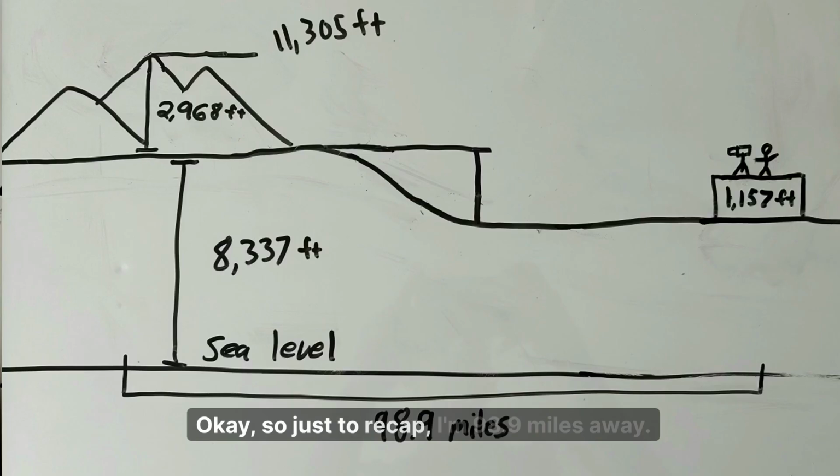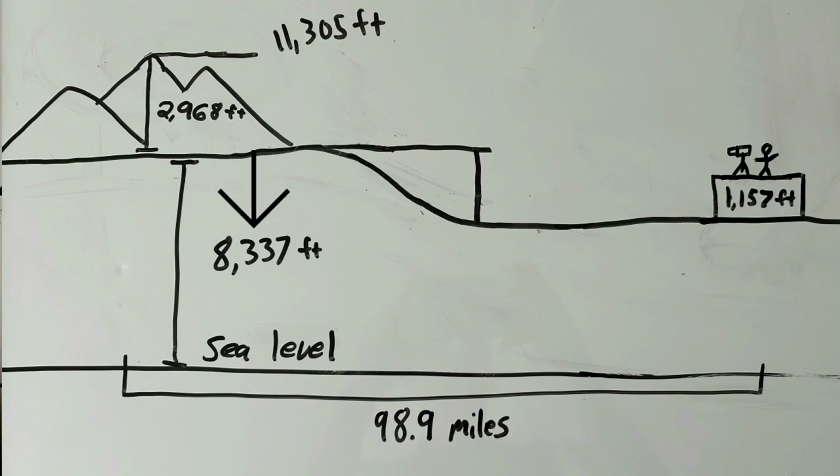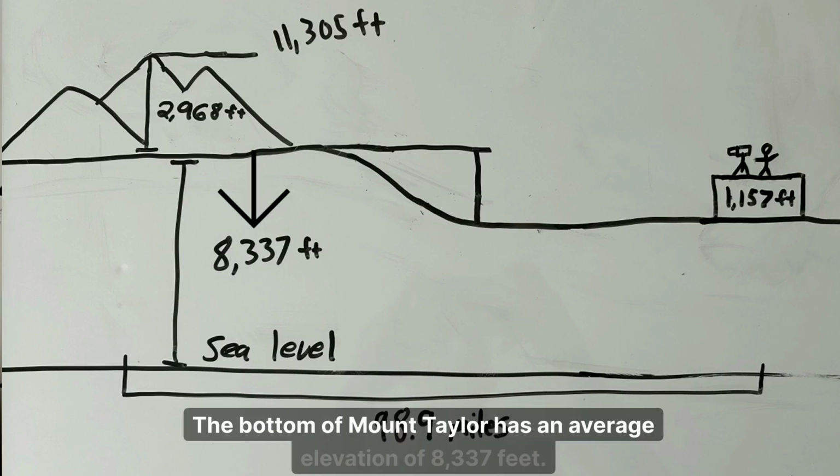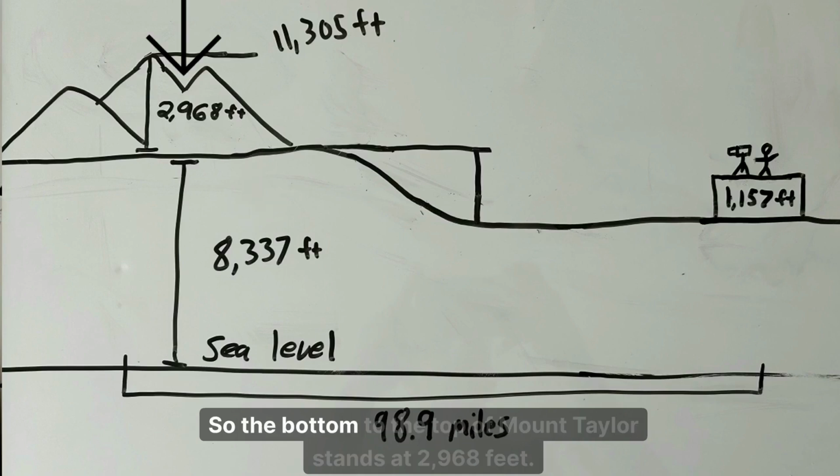Okay, so just to recap, I'm 98.9 miles away. The bottom of Mount Taylor has an average elevation of 8,337 feet, so the bottom to the top of Mount Taylor stands at 2,968 feet.